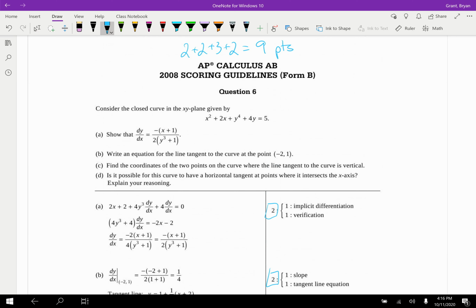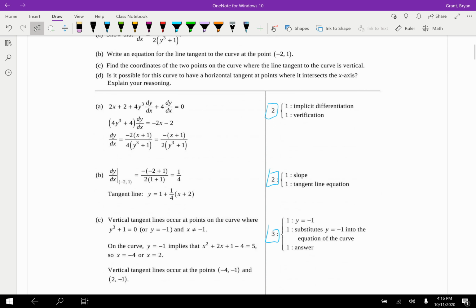There are 6 free response questions on an AP Calculus exam. Each question is worth 9 points. 9 times 6 gives 54 points for the second half of the test, the free response portion of the test. These descriptions over here are pretty darn vague about how you get those points. 1 point for implicit differentiation, 1 point for verification.